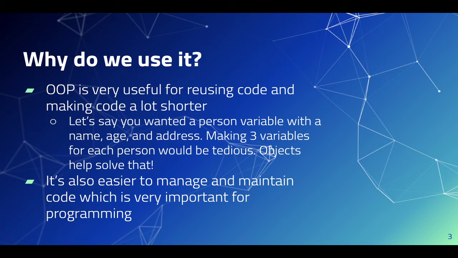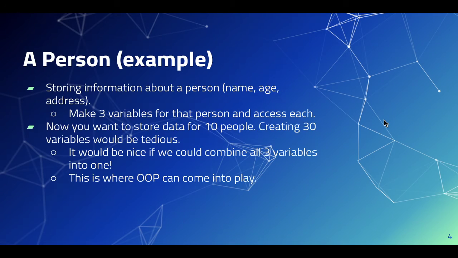We can use objects. We can combine the name, age, and address variables into one sort of object, one object that has each of these properties. And this can allow code to be a lot more concise, a lot more reusable. Object-oriented programming also makes code easier to manage and maintain, which is very crucial for writing good code. So let's dive more into depth into this person example.